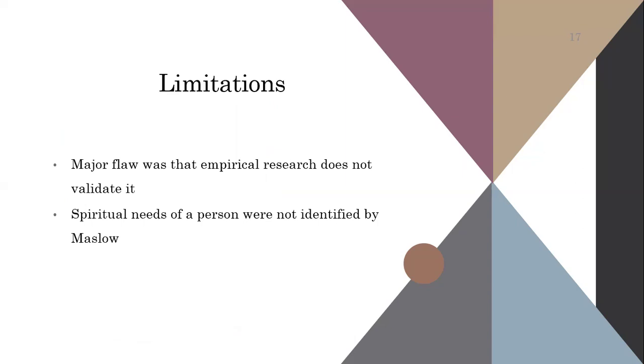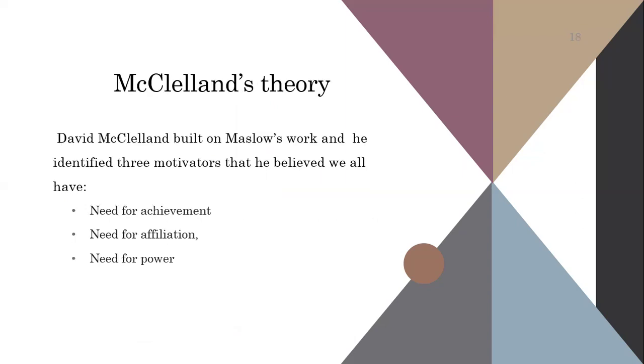So there comes the other theory, which is McClelland's theory, suggested by David McClelland, and it was built on the work by Maslow. In this theory, he identified three motivators that he believed all people have. Number one is need for achievement. Number two is need for affiliation. And number three is need for power.